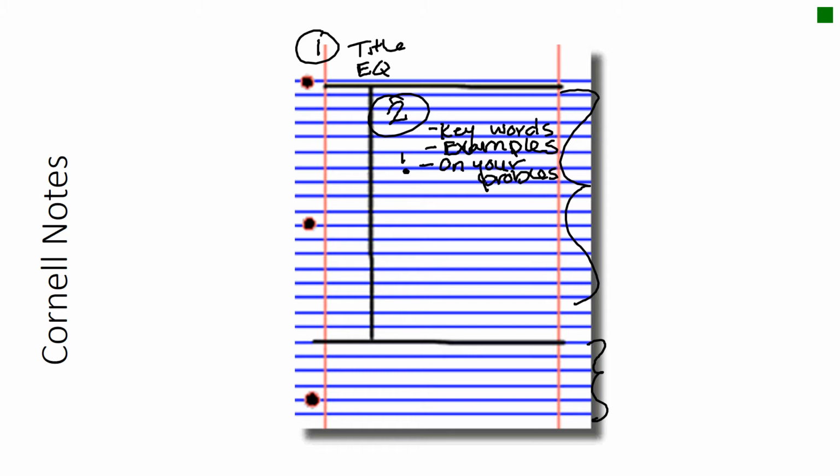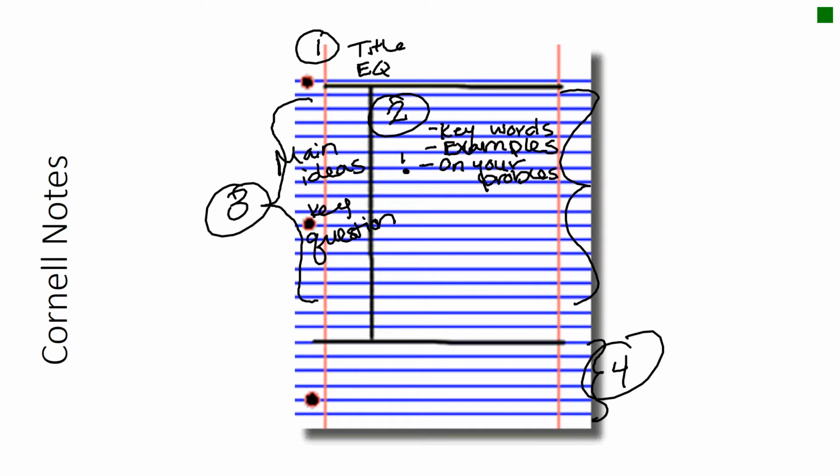Here's how you get a 3. I expect to see main ideas on the left side of your paper. I expect to see key questions. This is how you get a 3. And here's how you get a 4. This bottom half, I want you to answer the essential question, and that's how you get a 4.